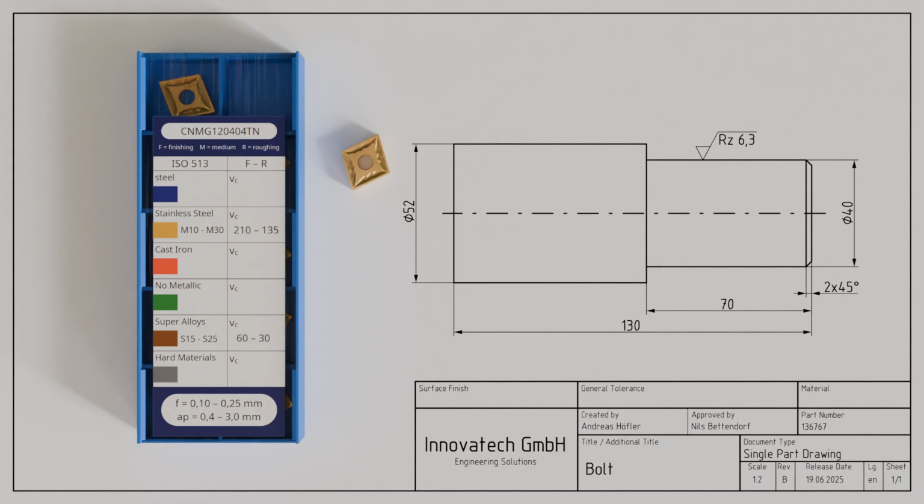In the next video, we will take a closer look at the calculation of spindle speed and the setting of feed rate and cutting depth during roughing and finishing, using a specific example.